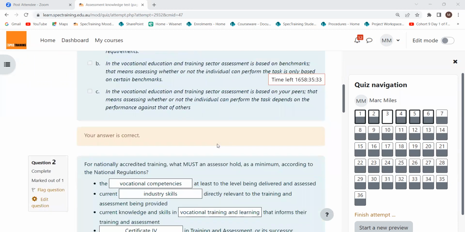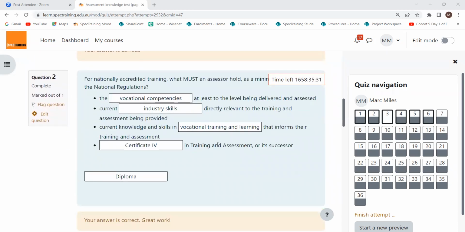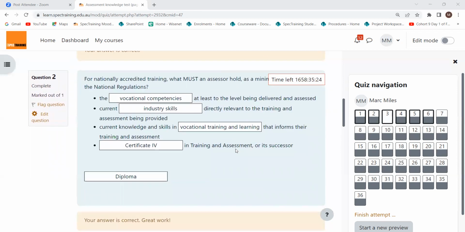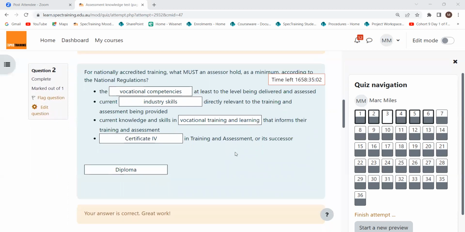All right. So if we come down here, we've got question two. For nationally accredited training, what must an assessor hold as a minimum according to the national regulations? The vocational competence, at least to the level being delivered and assessed, current industry skills directly relevant to the training and assessment being provided, current knowledge and skills in vocational training and learning that informs their training and assessment, Cert 4 in training and assessment or its successor. All right, so hopefully that helps you out there with question two.